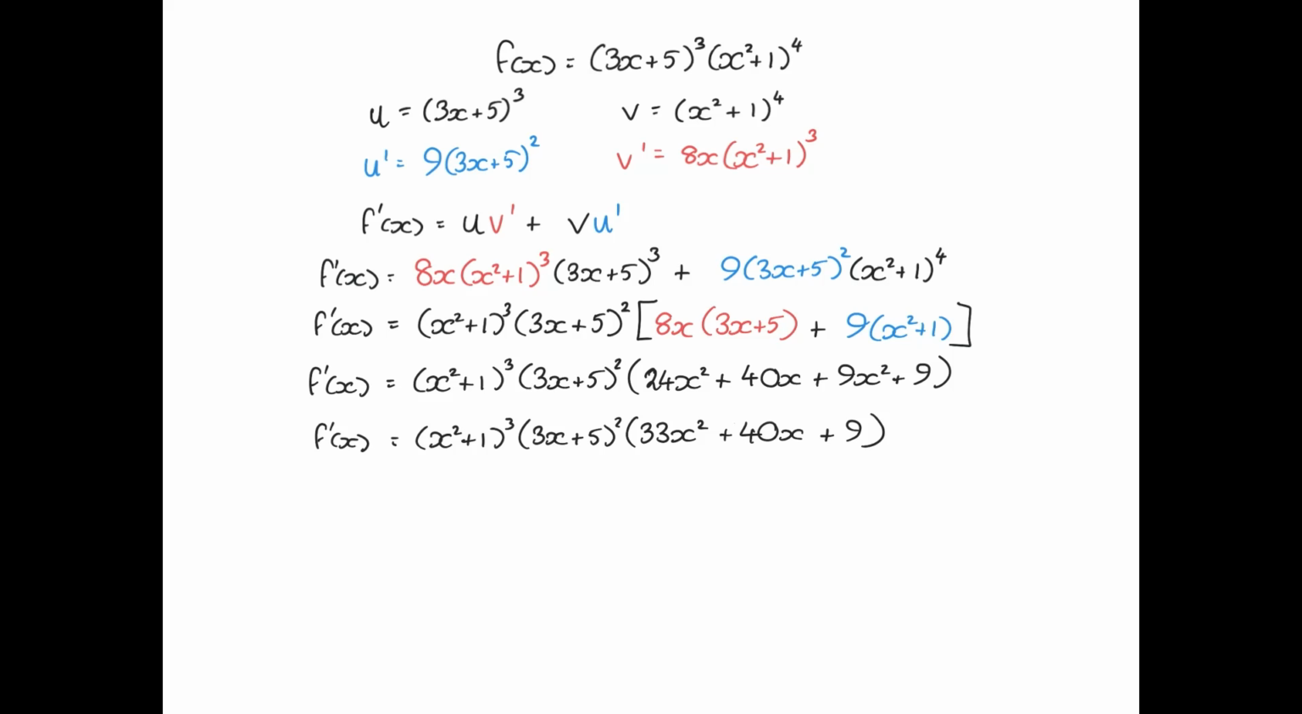And there's our final expression: x squared plus 1 all cubed, times 3x plus 5 all squared, times 33x squared plus 40x plus 9. Sadly that quadratic does not factorise to make it better, but that is the expression for the gradient, and from that we could find where the gradient is 0 and then work out whether they are maximum or minimum.